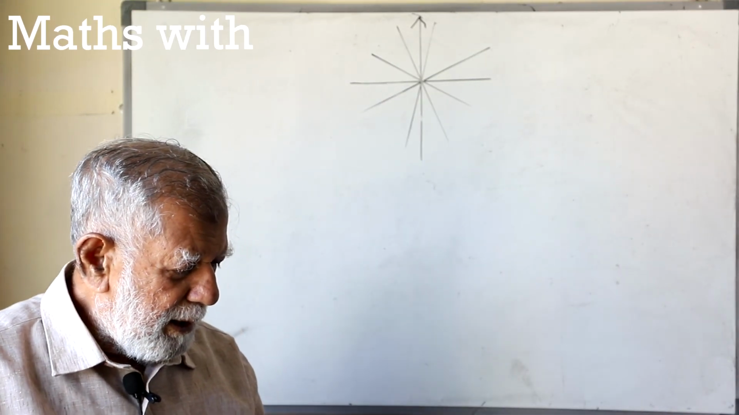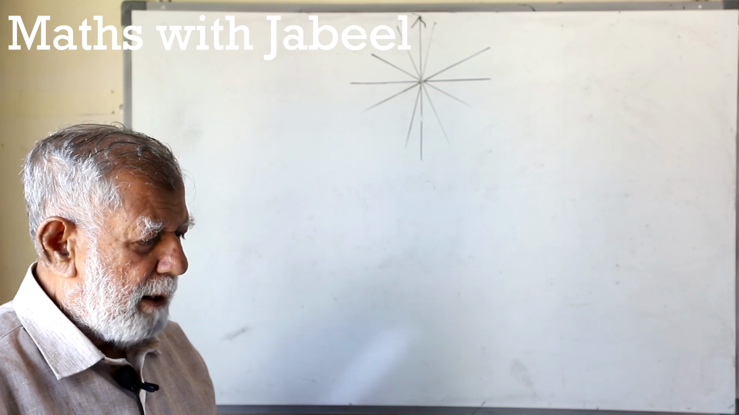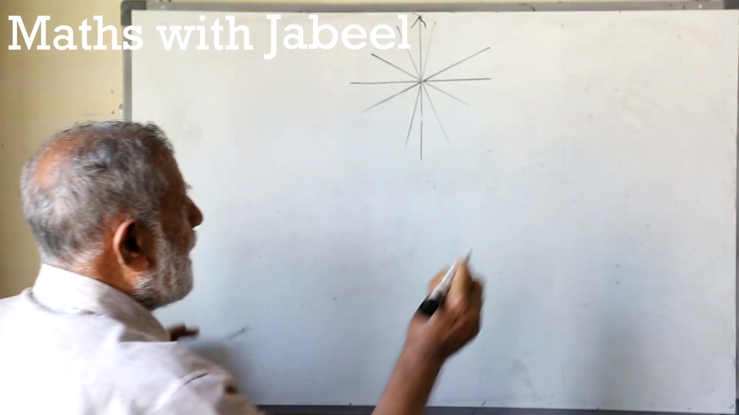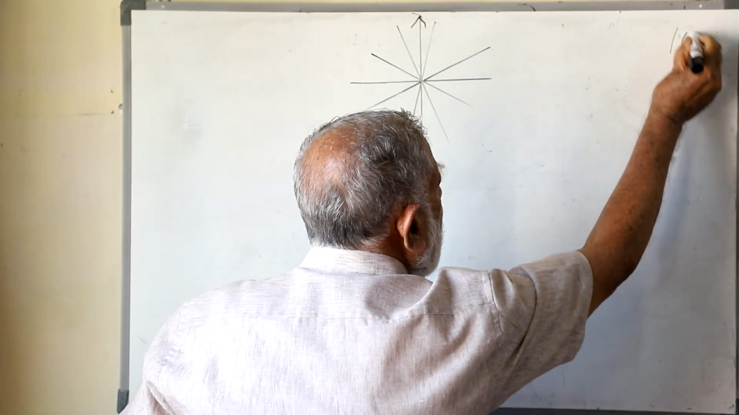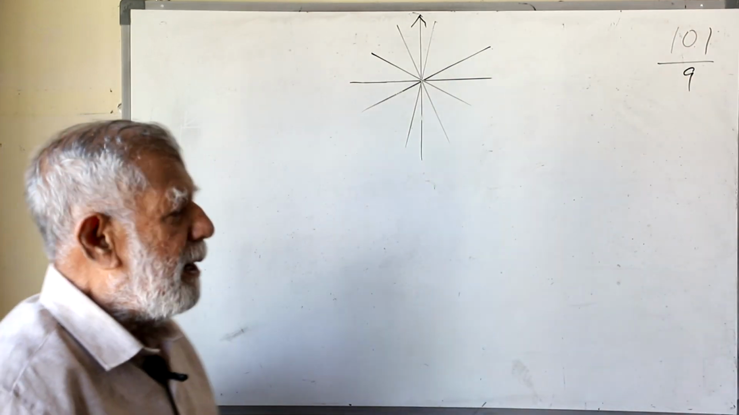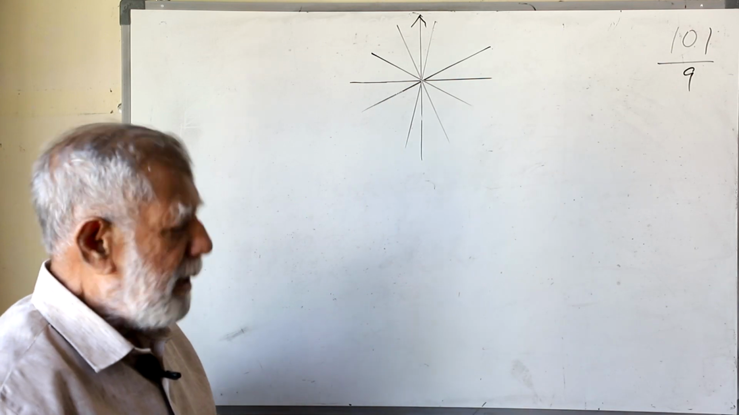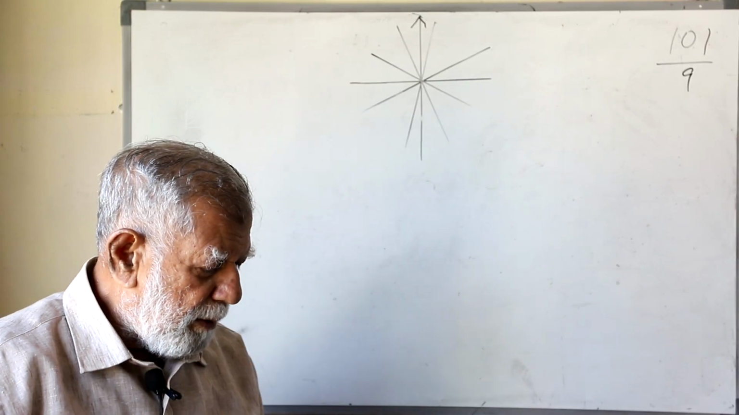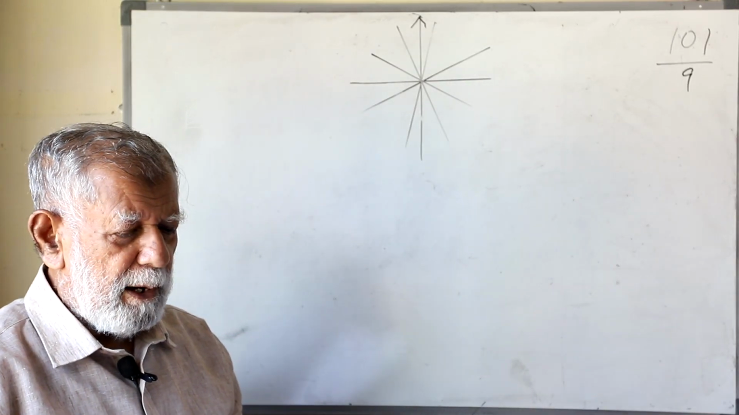We are going to the next lesson on graphs. This lesson will be numbered as 101 upon 9. That is, as I explained before, the 101st lesson, grade 9 syllabus. And we are continuing the lessons on graphs.